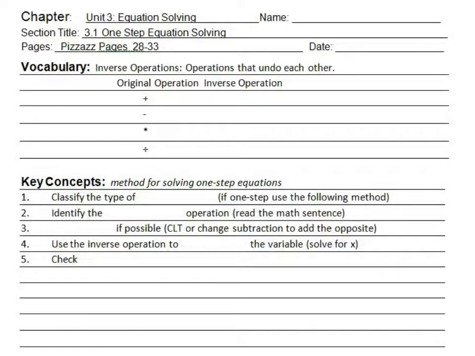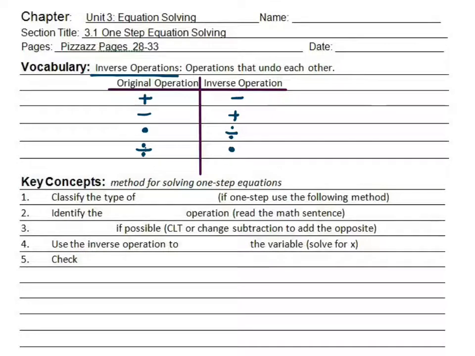So let's start off with our vocabulary of inverse operations. These are operations that undo each other. That's the important piece that we're working with: how do I get rid of addition? Well, I can subtract something. And how do I get rid of multiplication? Well, I can divide something. So addition, the inverse is subtraction, and likewise subtraction, its inverse is addition. Now multiplication, its inverse is division, and division, its inverse is multiplication.